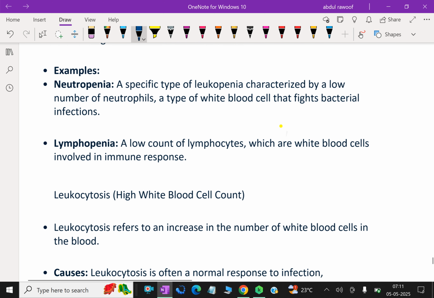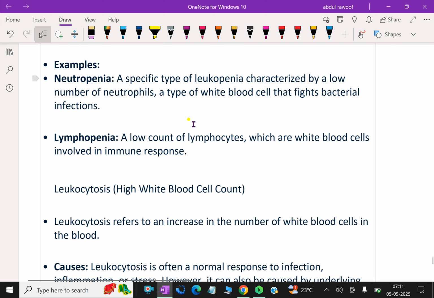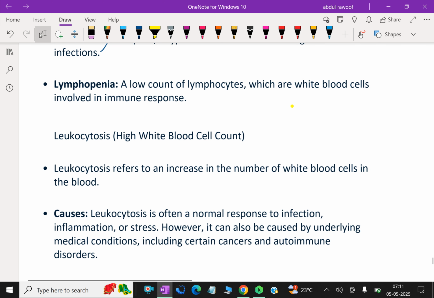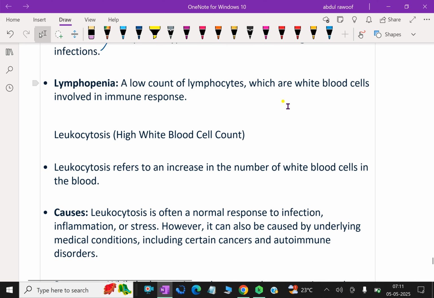Some examples. Neutropenia, a specific type of leukopenia, characterized by a low number of neutrophils, a type of white blood cell that fights bacterial infections. Lymphopenia, a low count of lymphocytes, which are white blood cells involved in immune response.